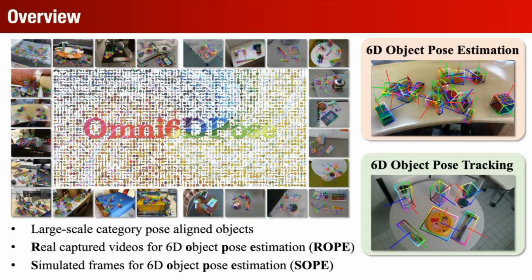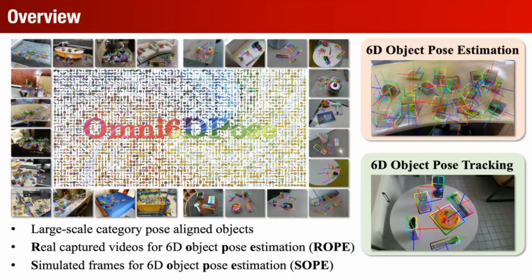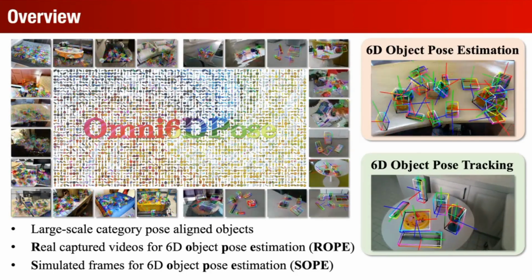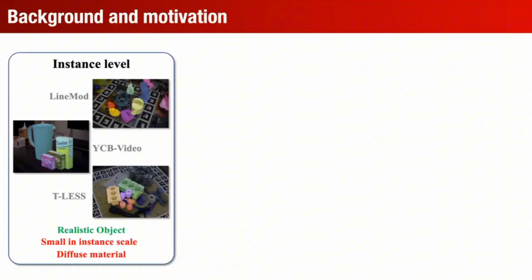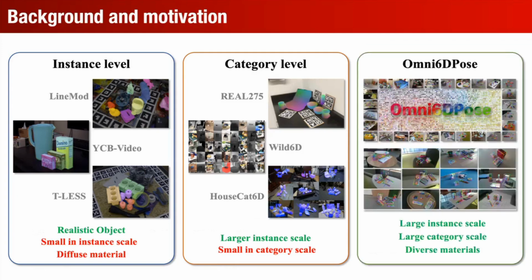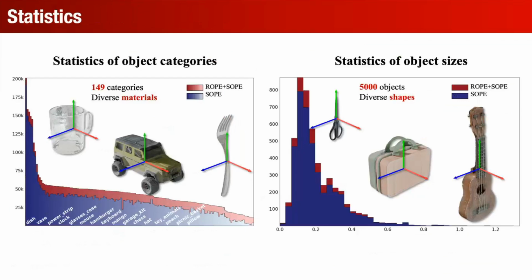The paper presents benchmarks conducted on this dataset for two distinct tasks: 6D object pose estimation and 6D object pose tracking. Previous 6D object pose estimation datasets were mainly divided into instance-level and category-level datasets. However, the previous instance-level and category-level datasets featured very small scales of instances or categories. Omni6DPose provides a larger scale of instances and categories, along with diverse materials, overcoming the previous constraints.